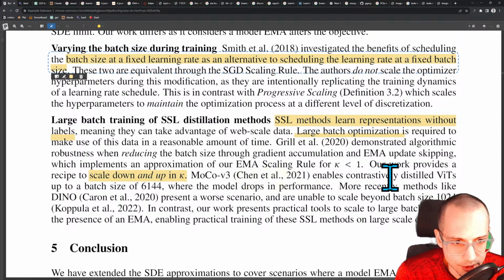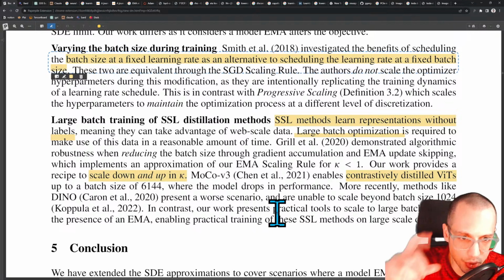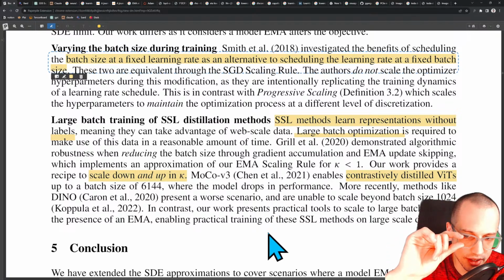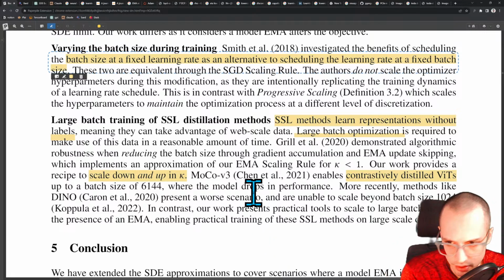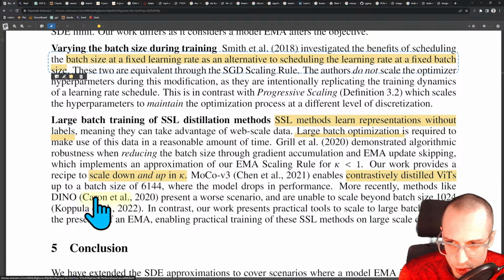MoCo 3 enables contrastively distilled ViTs. Contrastive learning is how CLIP was learned. So contrastive learning means that you're pulling things together in the latent space and then pushing them apart in the latent space. You're contrasting representations, up to a batch size of 6144.